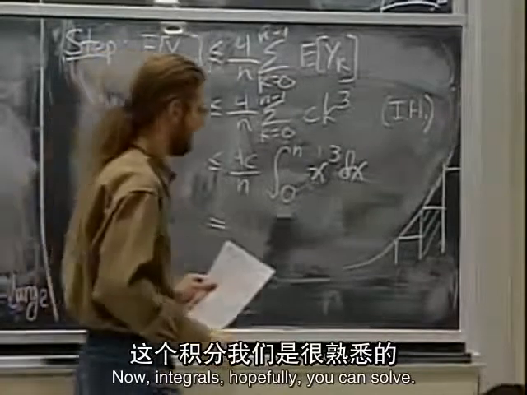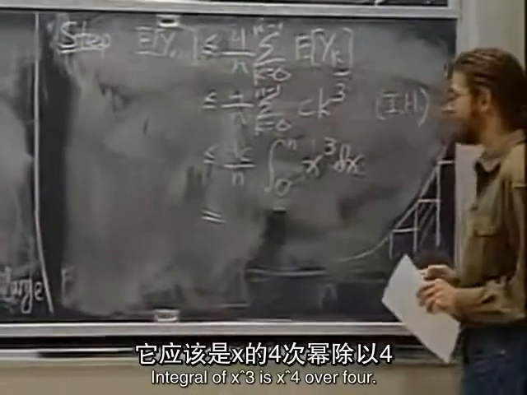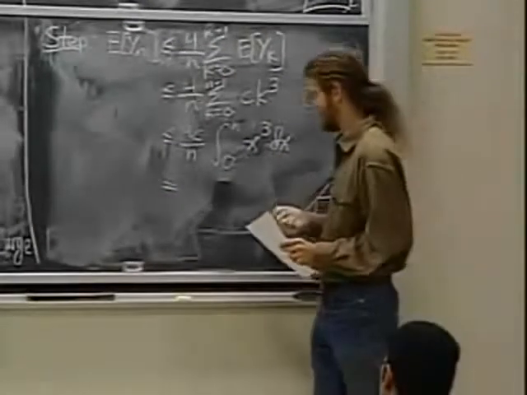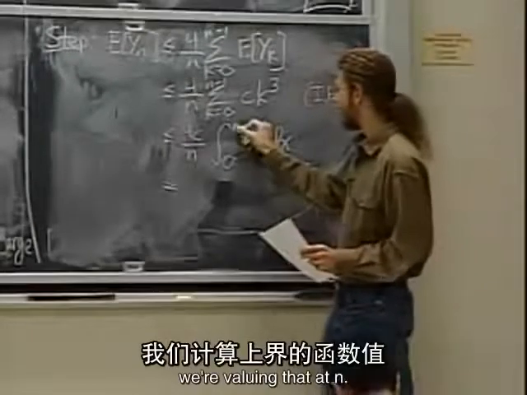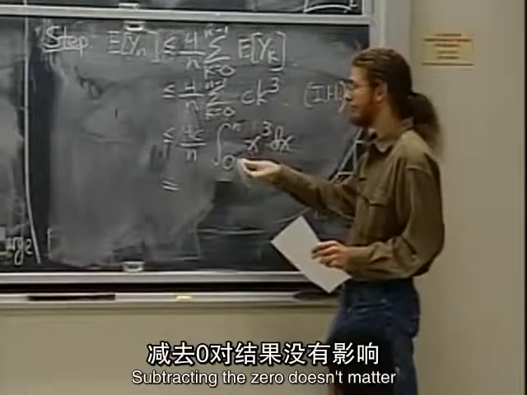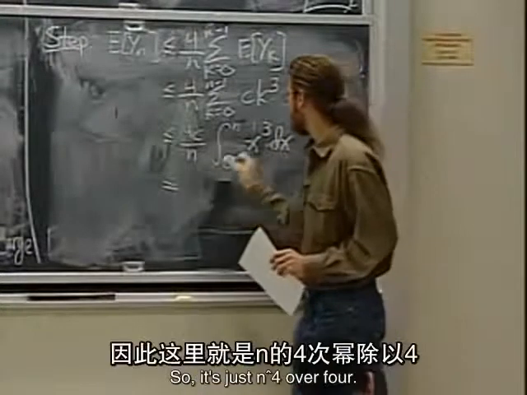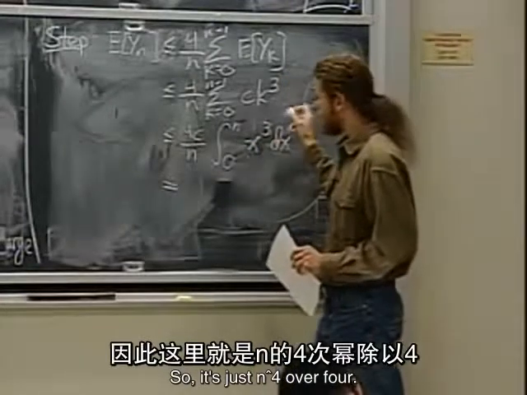Now, integrals, hopefully you can solve. The integral of x cubed is x to the 4th over 4, right? Yeah. Got it right. And then we're evaluating that at n. And at 0, subtracting the 0 doesn't matter, because 0 to the 4th power is 0. So it's just n to the 4th over 4.